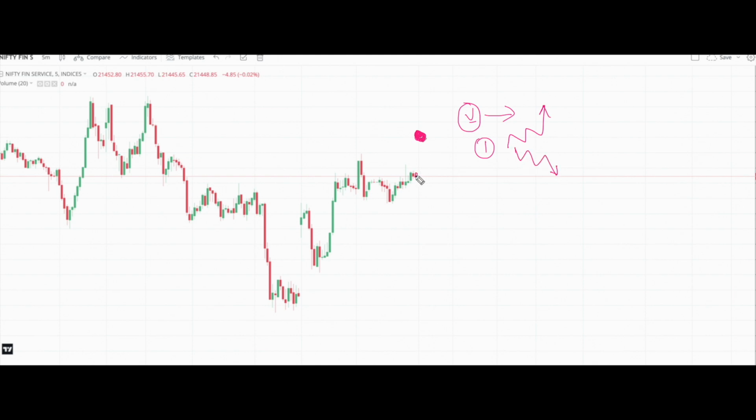Now from the current level, before entering the trade, you should be able to guess, will FinNifty move towards the upside or downside? Without understanding the direction of the market, it doesn't matter even if you choose an in the money strike price, you will end up in loss. So understanding the sentiment of the market becomes very important.